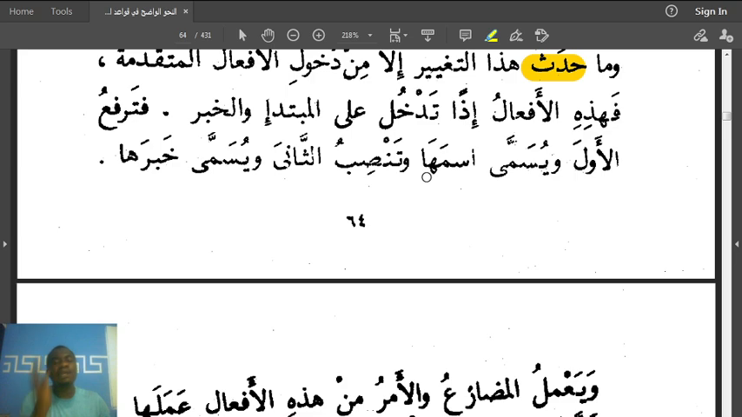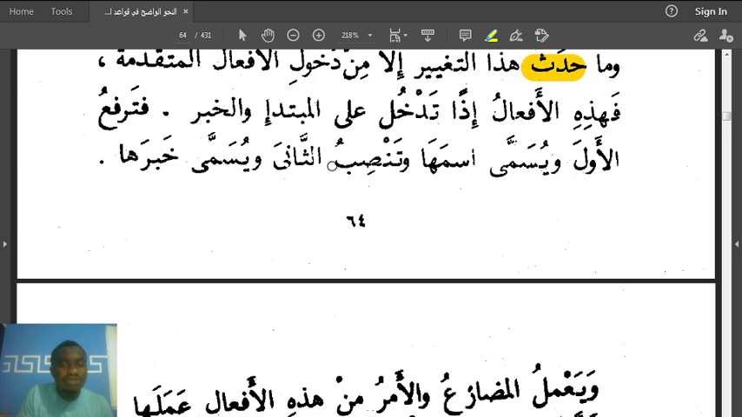So if you see wa kana Allahu ghafuran, Allahu here is ismu kana. But if you see Allahu rahimun or Allahu ghafurun, then Allahu is mubtada. But when kana and its sisters come in, then you say ismu kana or ismu adha or ismu bata, it goes like that. So it says when they are introduced, ترفع الأول, they make the first one مرفوع, that is the mubtada is still مرفوع, ويسمى اسمها, and it is called اسم كان, اسم بات, اسم أصبح, like that.